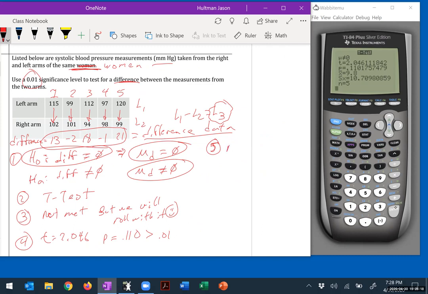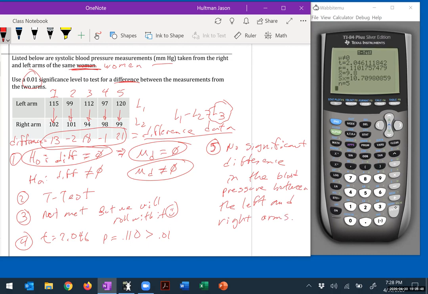Okay, so there is no significant difference in the blood pressure between the left and right arms. Okay, so that's my conclusion. Hopefully that makes sense.